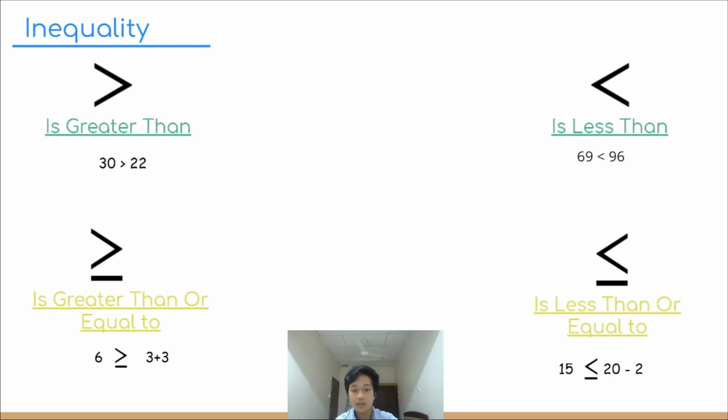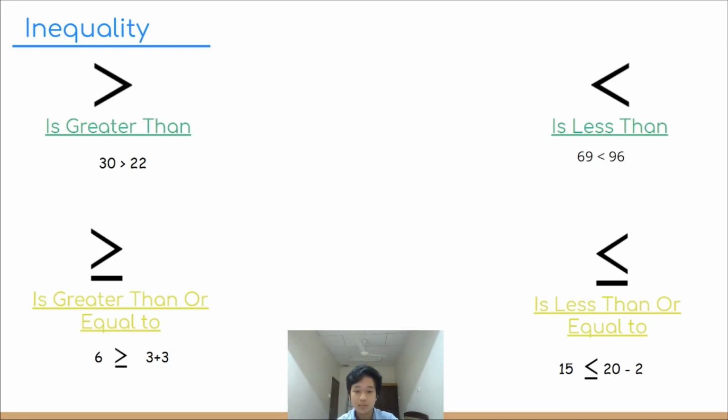Next, the less than symbol. The symbol is the other way around. This symbol means that the number that is after this symbol is bigger than the number that is in front of the symbol. After that, the greater than or equal to symbol.